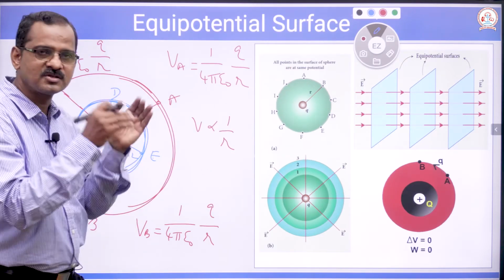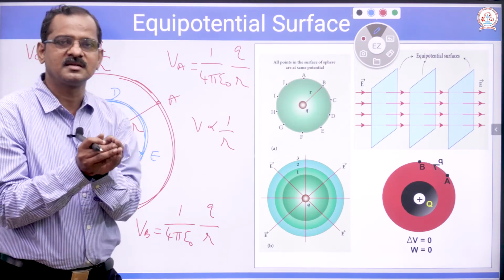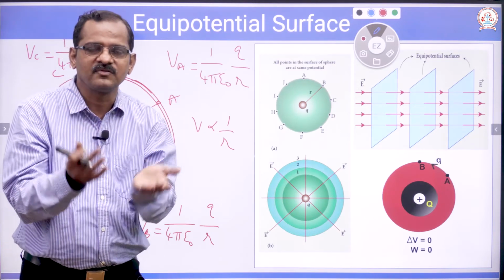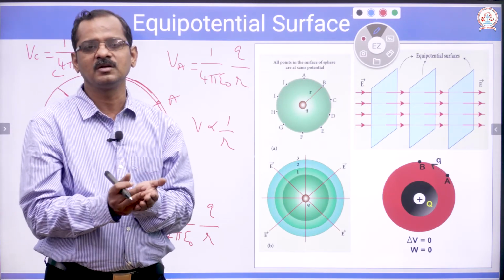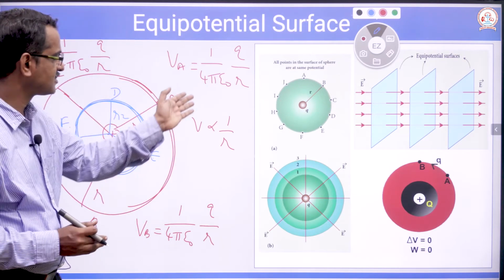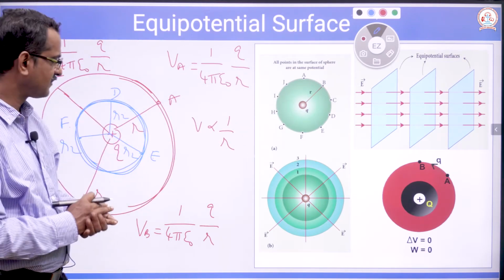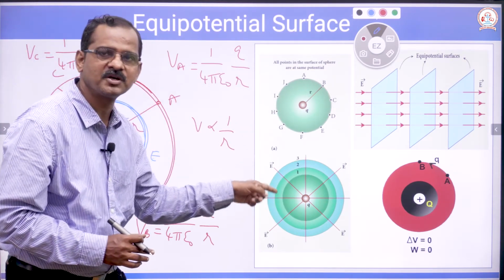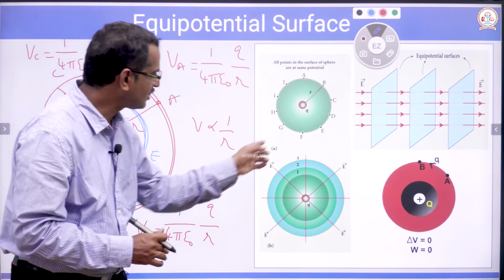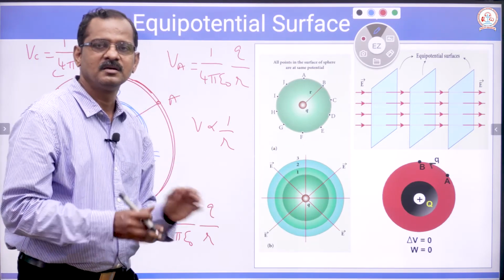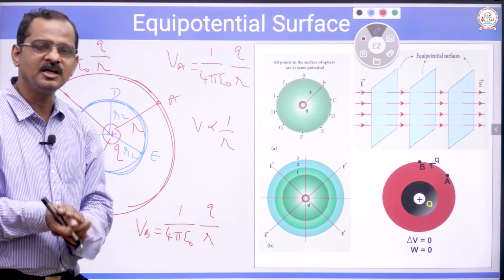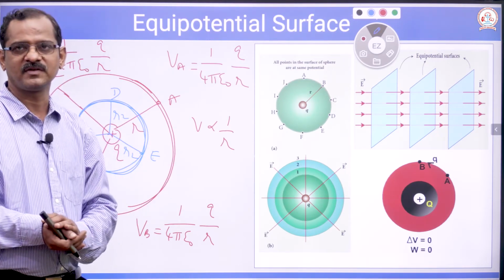If you just imagine a sphere, if a charge is at the center of the sphere, then on the surface all the points will have equal potential. It is called an equipotential surface. As distance increases, potential decreases, but along the surface, at that point, the potential will be equal. It is called an equipotential surface.